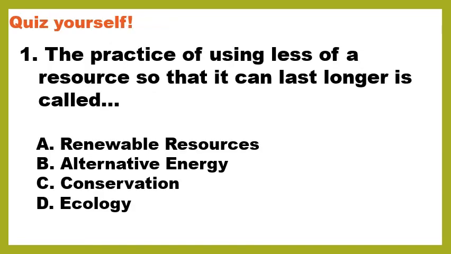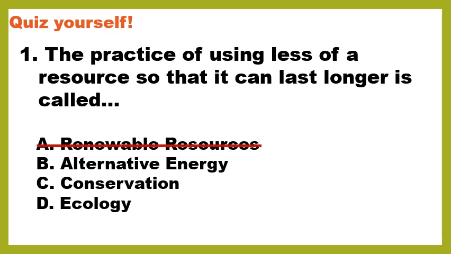All right, let's end it on a quiz. The practice of using less of a resource so that it can last longer is called A, renewable resources, B, alternative energy, C, conservation, or D, ecology. 5, 4, 3, 2, 1.